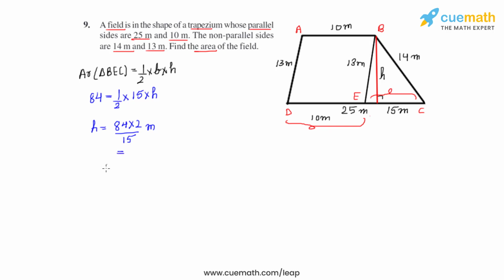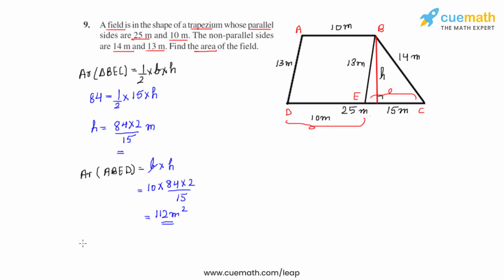Now our next step is to find the area of the parallelogram ABED. The formula to find it is base into height. So we can substitute the value for base as 10 meters and the value for the height as 84 times 2 divided by 15. This on calculation gives us the area of parallelogram ABED to be equal to 112 meter square.